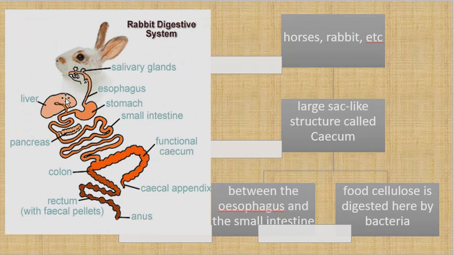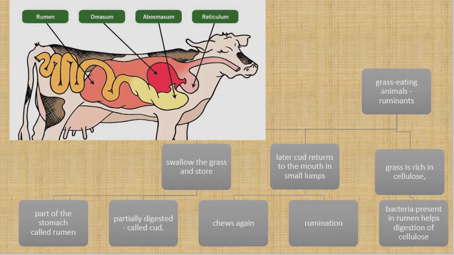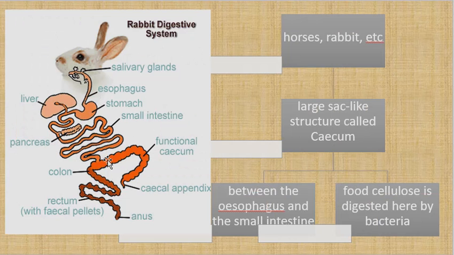Now rabbits and horses have some extra or different portion. It is called the functional cecum. So the food is taken in through the esophagus to the stomach, and not to the rumen, but to the stomach. It goes inside like small intestine, and instead of large intestine, what we have is called the functional cecum. Here the food is digested.